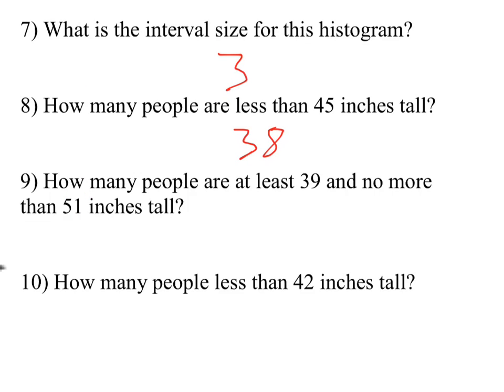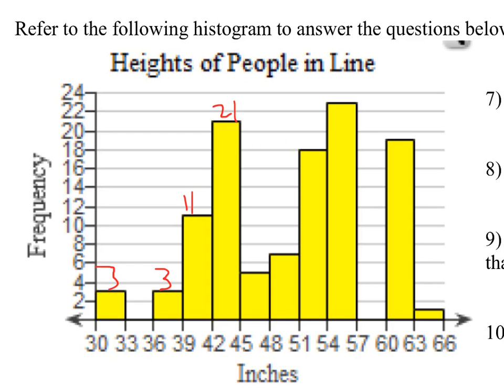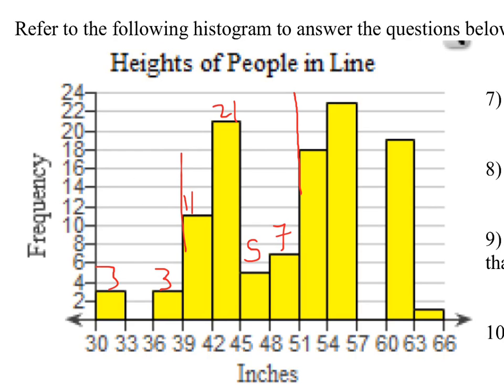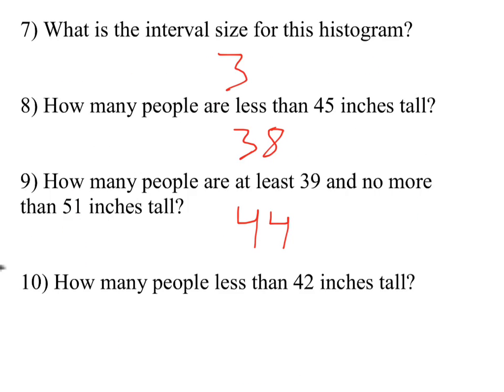And how many people are at least 39 inches and no more than 51? So at least 39 is here, and no more than 51. So that'd be here, and we'd have to include all those numbers there. So there's 5 there, and then 7 there. 5 plus 7 is 12, plus 11 is going to be 23, plus 21 is going to give you 44. Yeah, I think so. 23 plus 21, yeah.